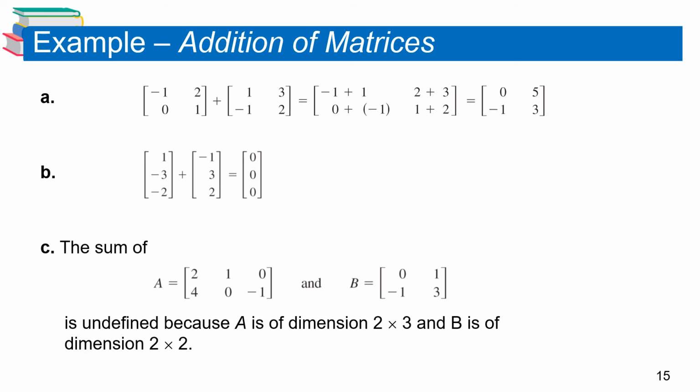So our final example for addition is we're trying to add A equals 2, 1, 0, 4, 0, negative 1 to B equals 0, 1, negative 1, 3. These two matrices have different dimensions. So A has dimensions 2 by 3, and B has dimensions 2 by 2. And so because the dimensions are different, the sum is undefined because I can't add two matrices of different dimensions.